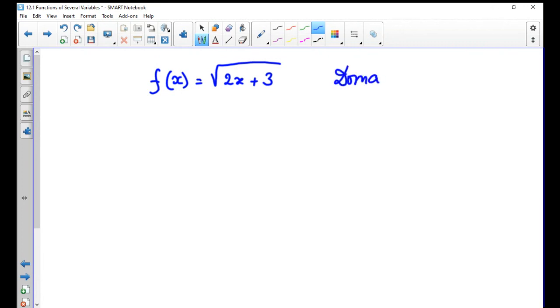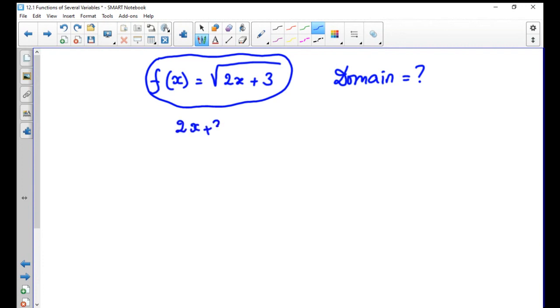So I want to find the domain. The domain means for which values of x does this function exist. Of course, the square root of something exists only if what you have inside is greater than or equal to 0. If it is negative, can I find the square root of a negative number?